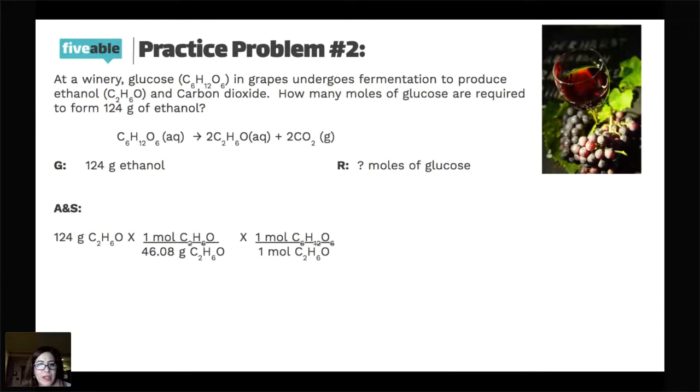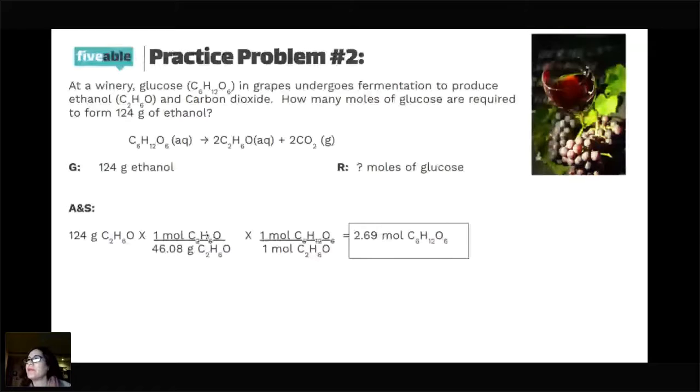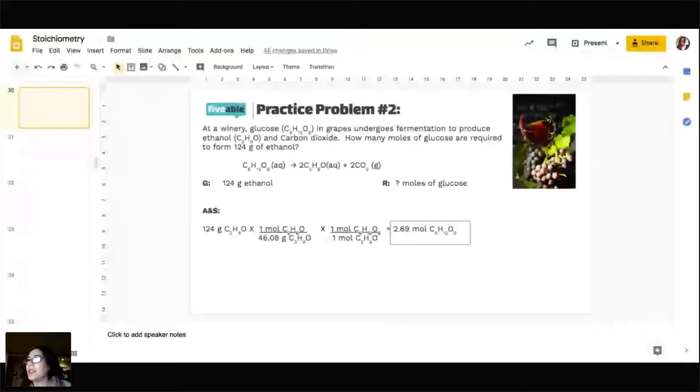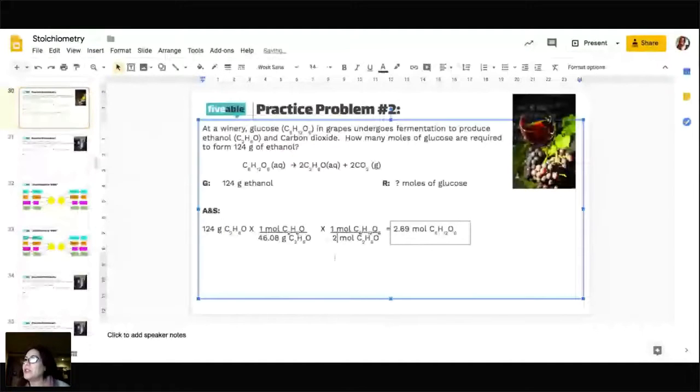I'm sorry, here there's a mistake. It should have been a 2 here on the bottom. I have a mistake here on the slides. I will correct it. Let me correct it right now. So this one, this is incorrect. It should be 2 moles in here. So just let me check that the math is correct. Maybe I also did a mistake on the math.